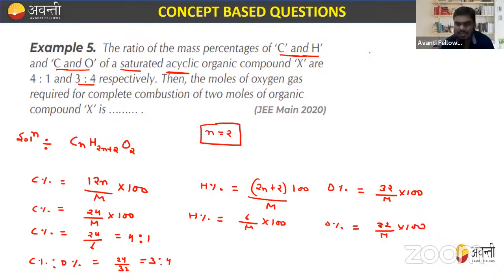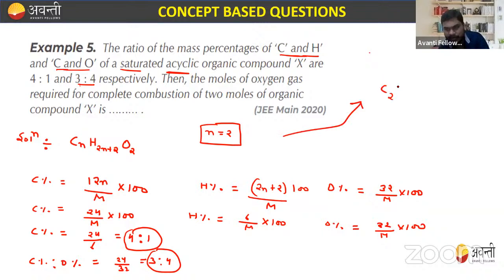So what is X? From this proof, one comes out to be 4:1 and the other 3:4. So X is nothing but, we can derive this formula, C2H6 and O2. This is the important thing. This is how we can derive it. This is the compound that we are going to burn, or we can say this compound will undergo a combustion reaction. How will it react, right? So this is how we can calculate C2H6 and O2.